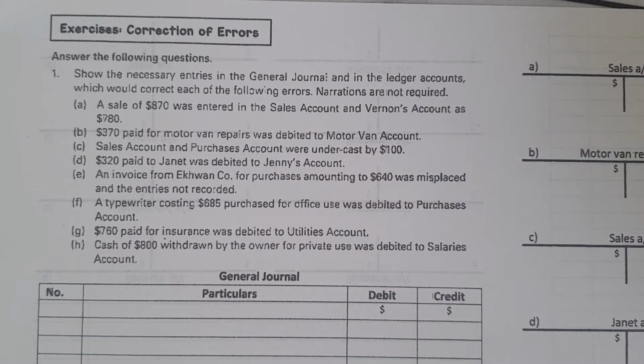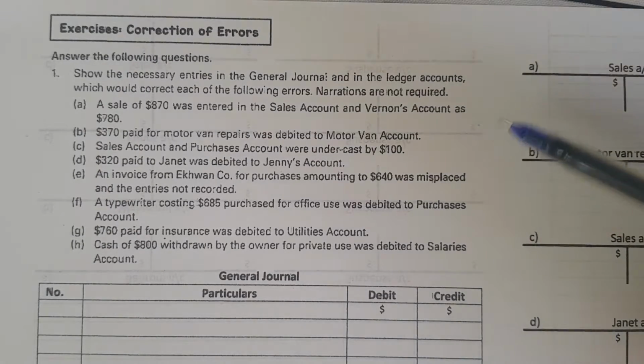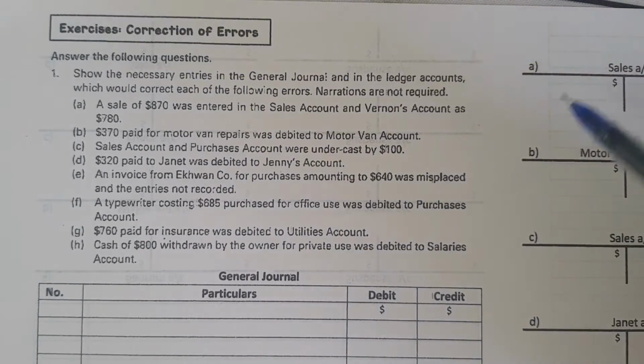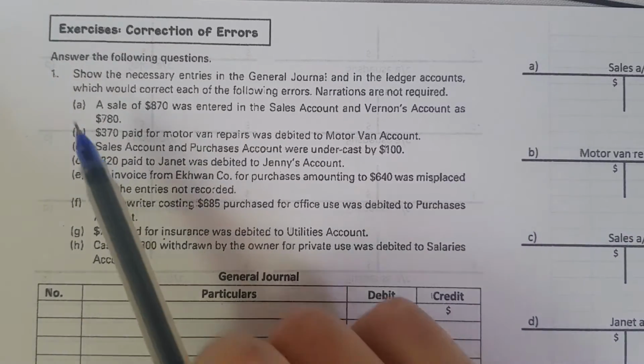Today we are going to do an exercise on correction of errors, more specifically on how to correct errors that are not being reviewed by a trial balance, okay? I'll do a few of the examples with you and then I'd like you to go through and do the rest by yourself, okay? Now let's read the questions together.